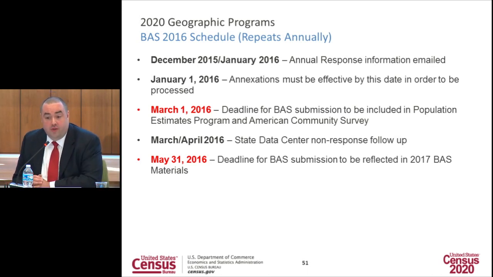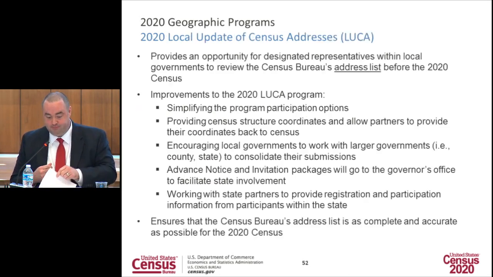A quick note on the schedule for the BAS this year, and this schedule basically repeats each year leading up to and including 2020. 2 key dates I want to point out are March 1st, which is the deadline for a BAS boundary participant for their updates to be included in the Population Estimates program, and also in the next sample selection for the American Community Survey. And the second date is May the 31st, which is the deadline for boundary updates to be reflected in the materials for the next year's BAS program.